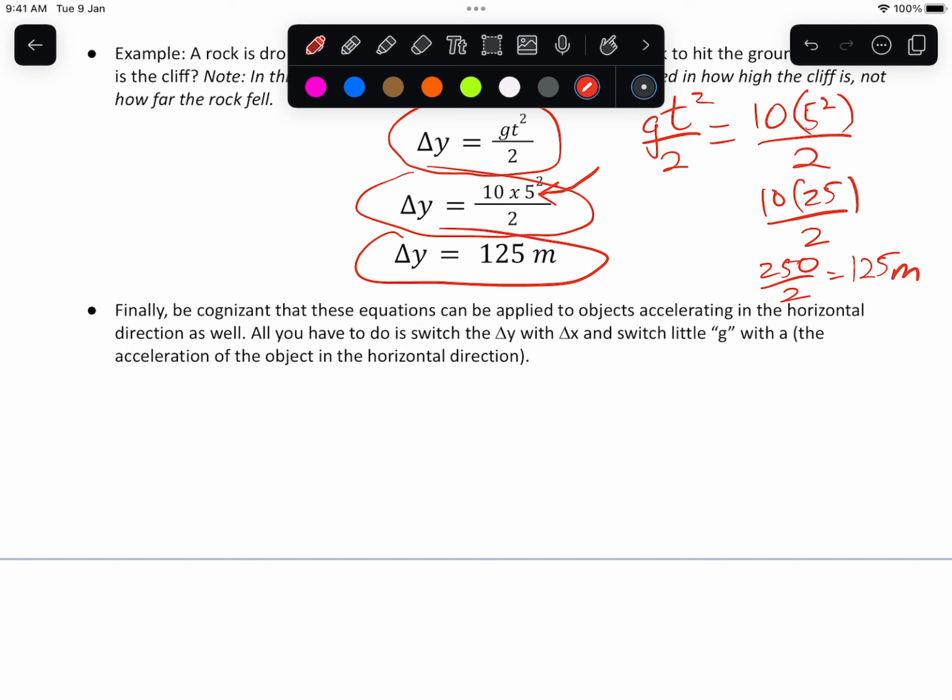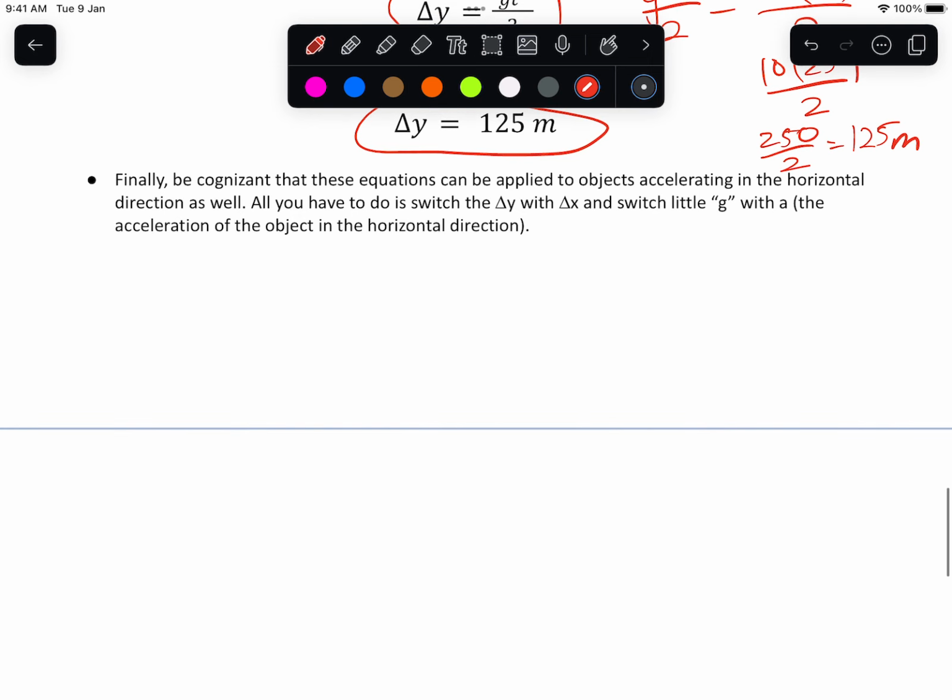Finally, be cognizant that these equations can be applied to objects accelerating in the horizontal direction as well. All you have to do is switch change in y with change in x and switch little g with the acceleration of the object in the horizontal direction. So that's saying if I have a car that's accelerating, a Tesla truck, obviously, and I know it can accelerate at 15 meters per second squared. That's fast.